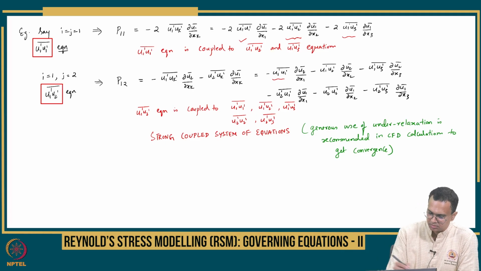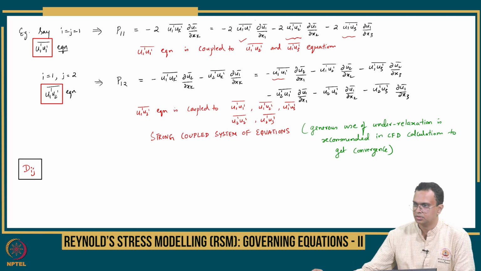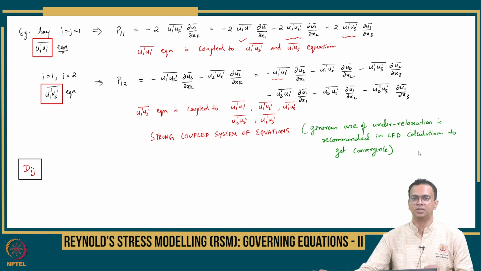So let's take the diffusion rate Dij. This particular term requires modeling because it has a lot of unknowns, and we have three terms here: the pressure diffusion rate, viscous diffusion rate, and turbulent diffusion rate. For the pressure diffusion rate, we have a similar argument as when we modeled the pressure diffusion rate of turbulence kinetic energy. What did we do there?